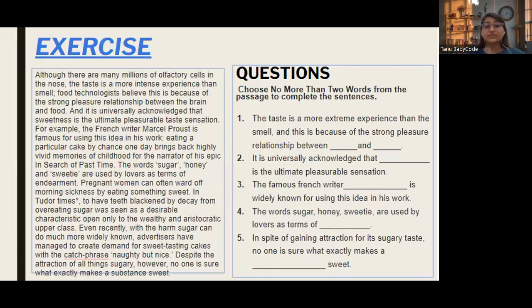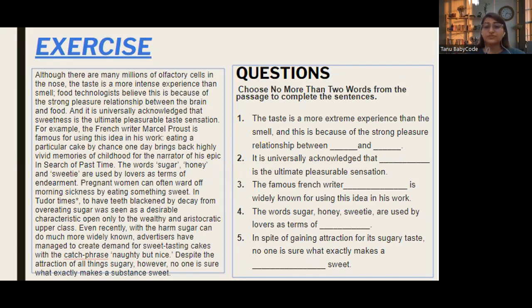Moving forward, let's do one exercise based on sentence completion by applying the same strategy which I have discussed. So choose no more than two words from the passage to complete the sentences. So it says no more than two words. You are able to write one word or you can write two words as your answer, but not more than two words, right? Now, read your questions first.